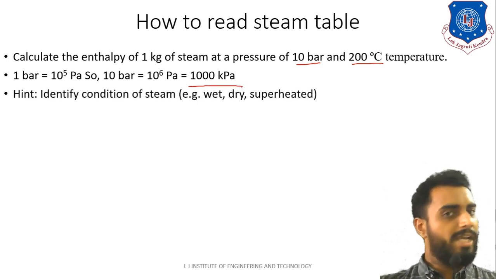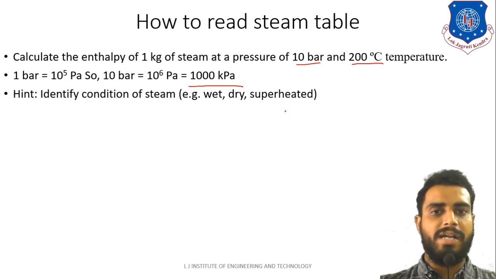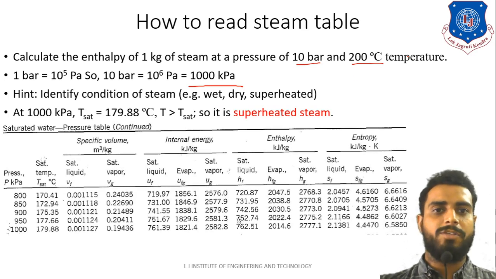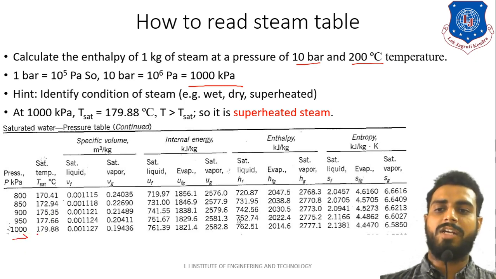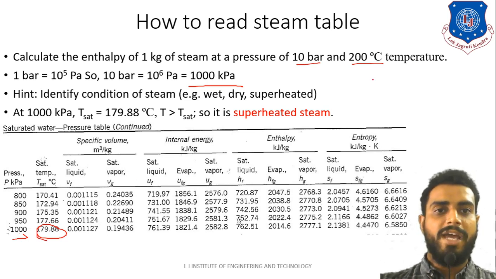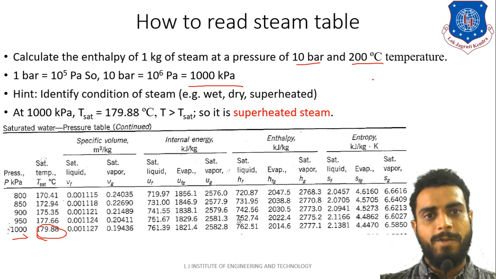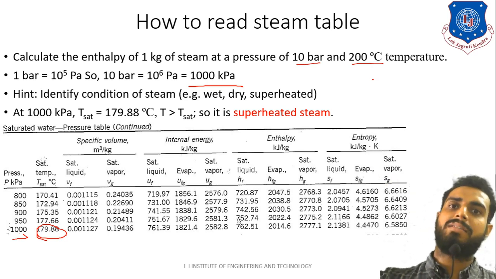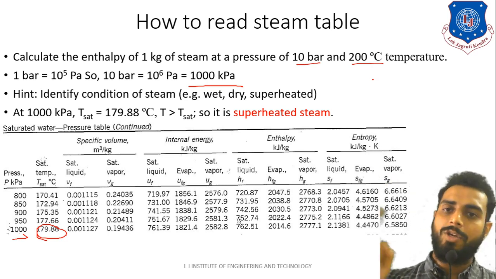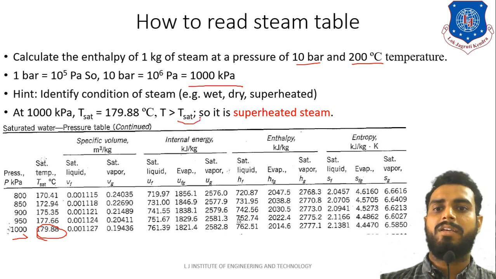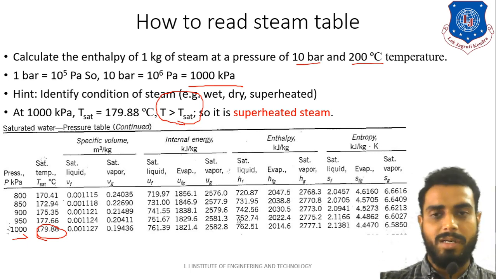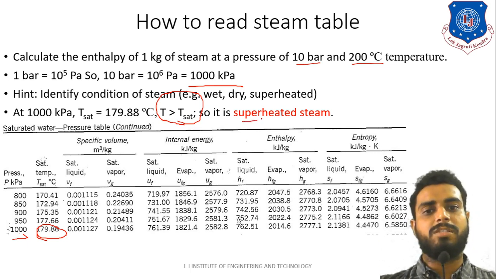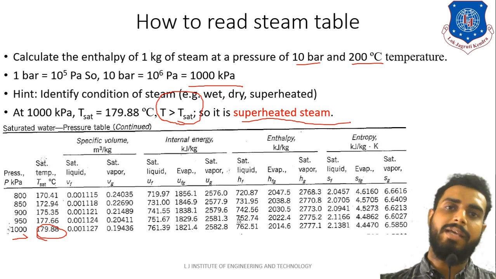Then identify again the condition of the steam, whether wet, dry or superheated. How can you identify it? Simple, at 1000 kilopascal, observe the saturation temperature. As you can see, the saturation temperature is 179.88 degrees Celsius and the given temperature is 200 degrees Celsius. So your given temperature is higher than the saturation temperature. If that is the case, then the given steam will be superheated steam.